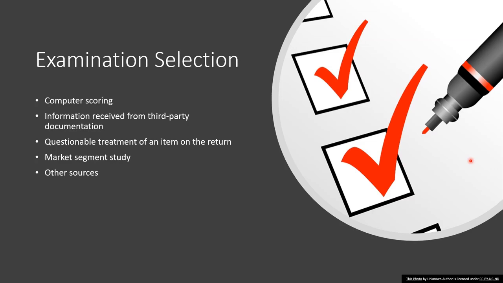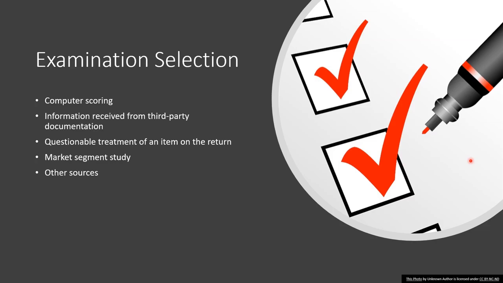A return may also be selected for examination on the basis of information received from third-party documentation, such as Forms W-2 and 1099, that do not match the information reported on the return. Or the return may be selected to address both the questionable treatment of an item and to study the behavior of similar taxpayers, a market segment, in handling a tax issue.